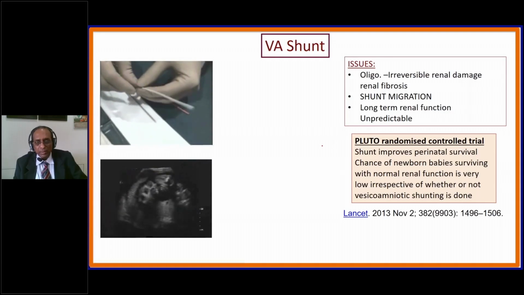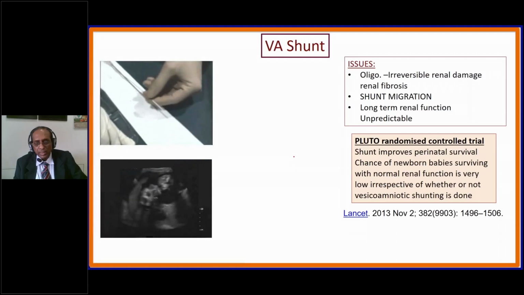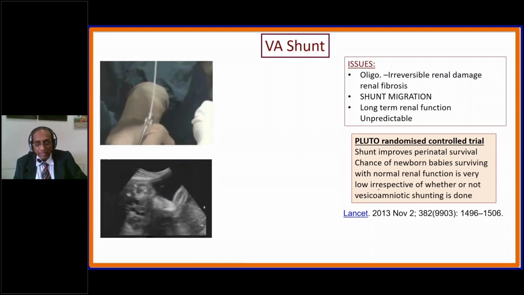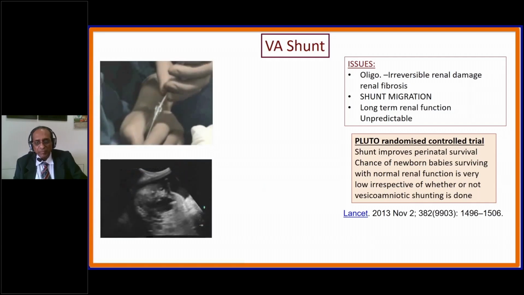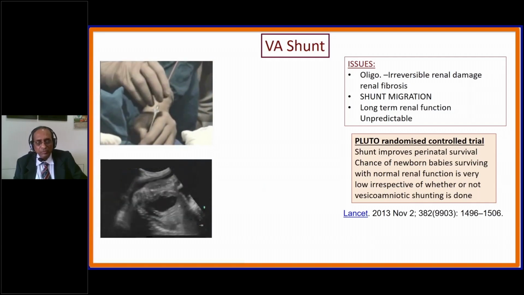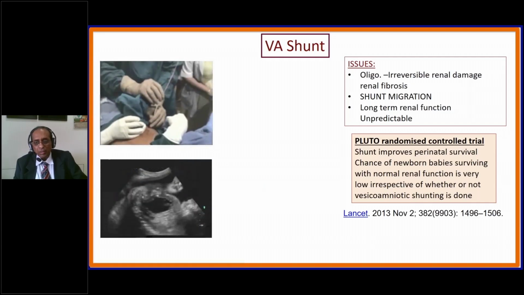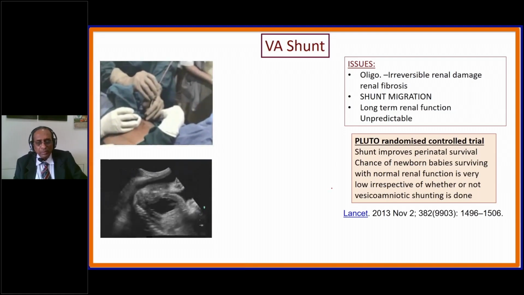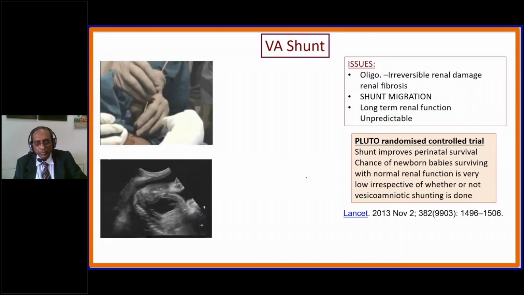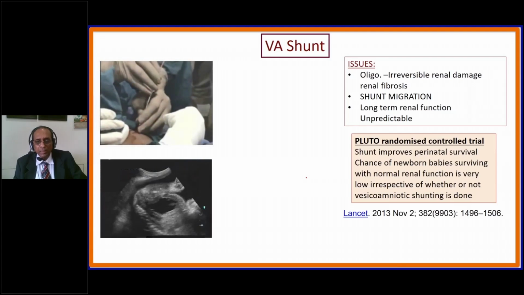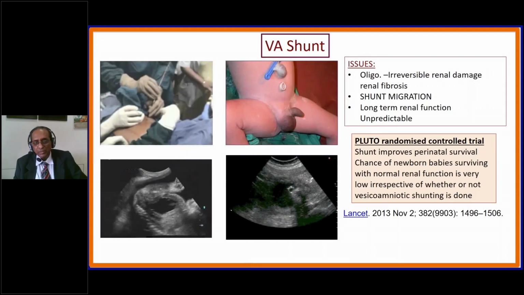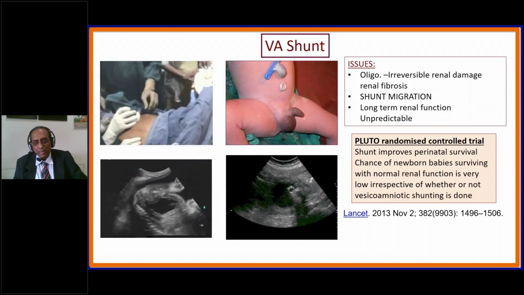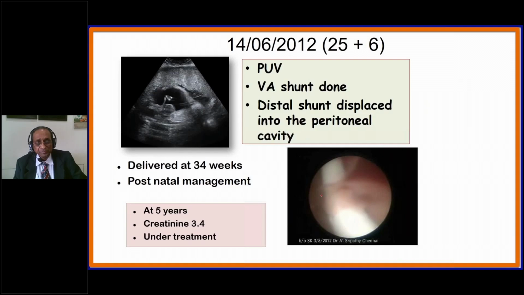The PLUTO trial, which was a randomized controlled trial, said that shunt improves perinatal survival, but the chances of the baby surviving with normal renal function is very low, irrespective of whether or not a vesico-amniotic shunt is done. So mostly it should be remembered that shunting is done for neonatal survival, and renal function is something which we may not be able to improve, and a lot more studies need to be done on this.